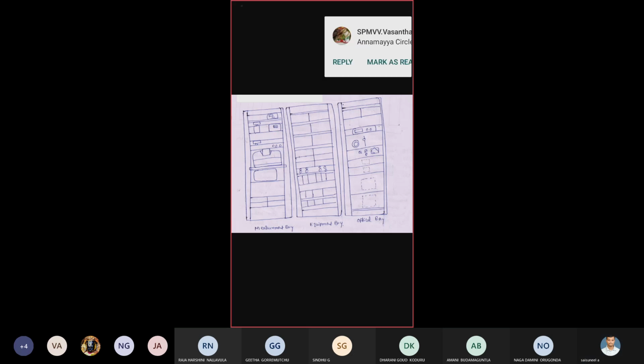This panel contains 3 bays. One is the measurement bay, the second one is the equipment bay, and the next one is the optical bay. See this figure, this panel contains 3 bays. The first one is the measurement bay, the second is the equipment bay, the third is the optical bay. Here, first we discuss the topic of the equipment bay.